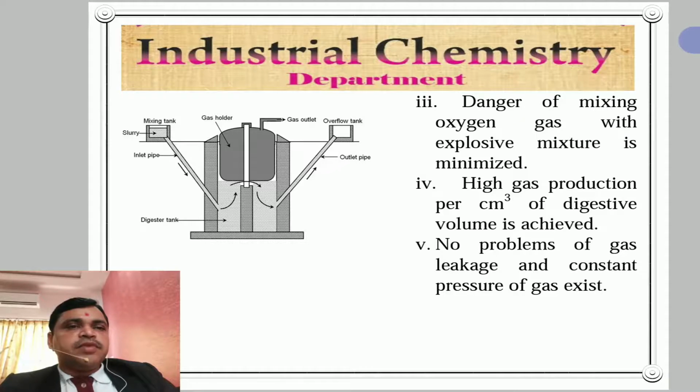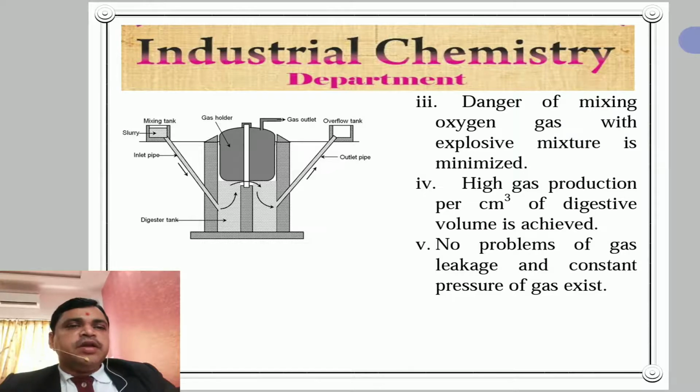Number 4, high gas production per cubic centimeter of digester volume is achieved. It is a very important point. The advantage is high gas production per cubic centimeter of digester volume.